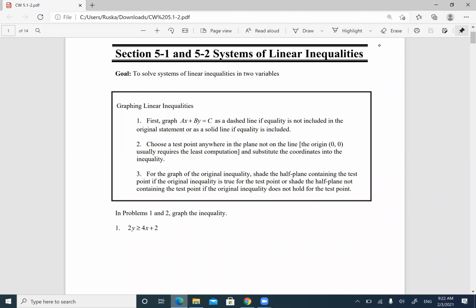Pretty much the same way you're graphing a straight line. So you're going to graph the straight line first, and here you have the steps. You're going to graph the straight line, and then you're going to choose which side of the line you're going to shade. Okay? And this is how you do it. So I'm going to start with number 1.